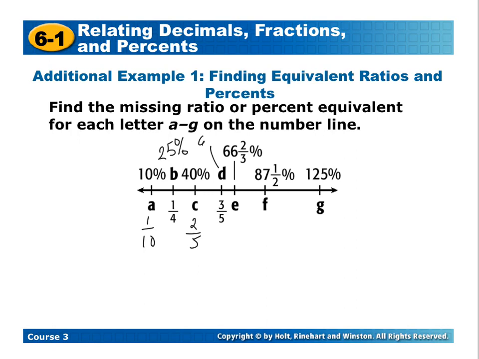3/5 is 60%. 66 2/3 is just the fraction 2/3. 87 1/2 would be 7/8, and then 125% would be 1 1/4.